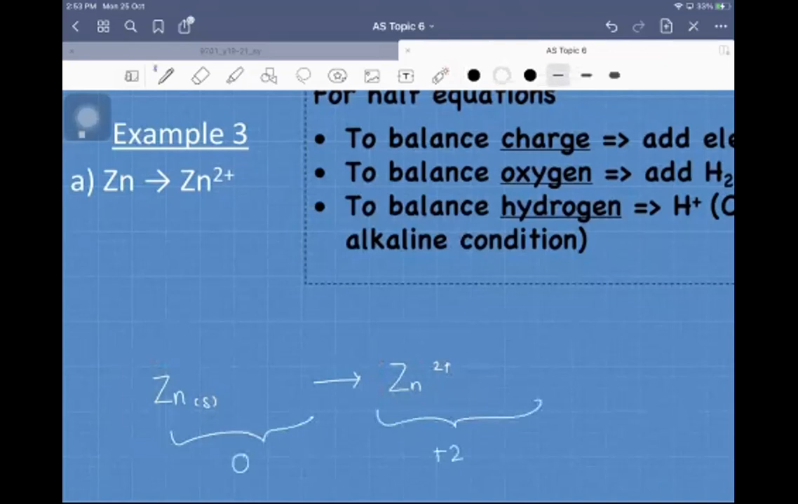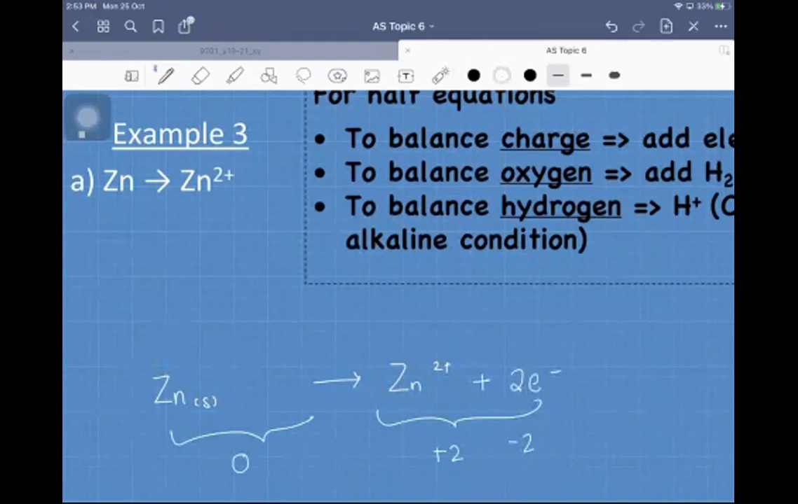Electrons have a negative charge, so you need to think about where you can put your electrons so that negative charge can balance the charges on both sides. I hope you can see that if I add 2 electrons on the right side, that means minus 2. Why do I need 2 electrons? Because 1 electron is -1. So 2 electrons is minus 2. So +2 minus 2 cancel out. It becomes 0.